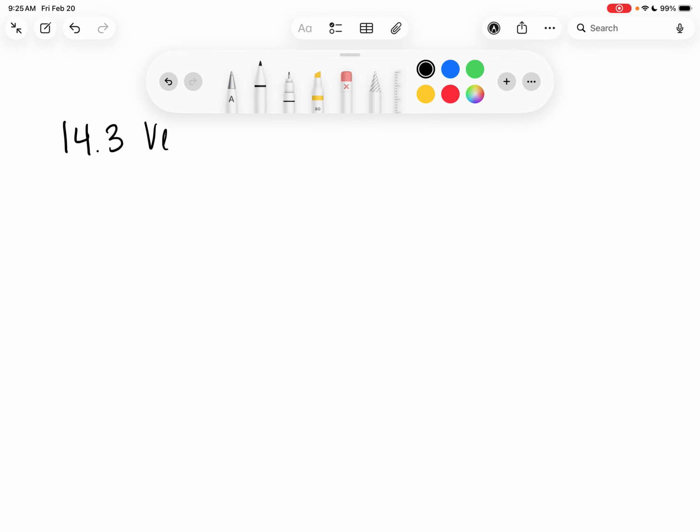14.3, verified trig identities. Is this difficult? It looks difficult. Yes and no. I will tell you that most of the people in pre-cal said that they thought this was really confusing last year, but when we did it this year, they felt like it was easier.